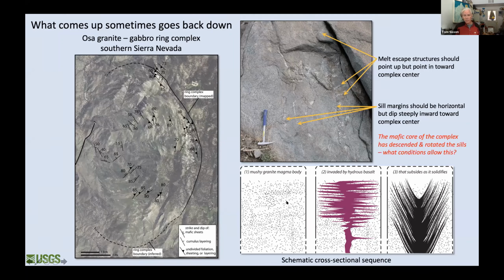And so at the bottom here, I have a cartoon. So there's a mushy granite magma body. It gets invaded by hydrous basalt and spreads out as sheeted sills. And then as those solidify and their density increases, they sink back down and the sills become rotated, forming a ring complex.